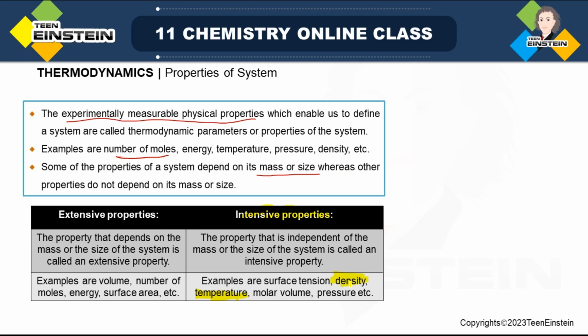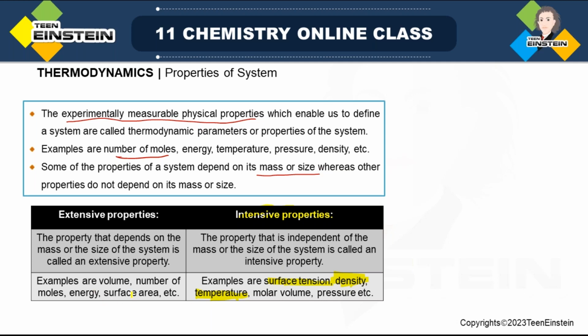Then density also. It is basically mass per unit volume. So once you know the mass of one unit volume, you don't have to know the total mass or size. Then surface tension. Remember, we learned it in the last chapter, states of matter.